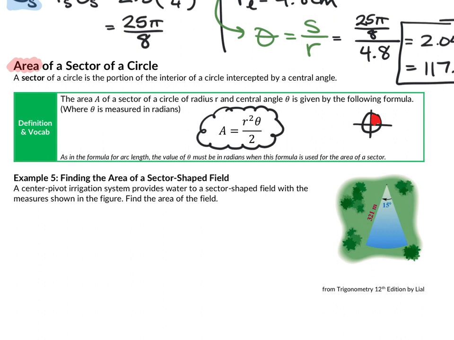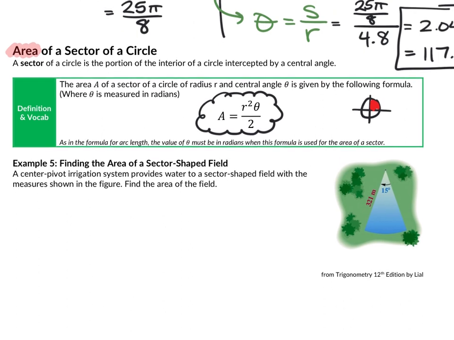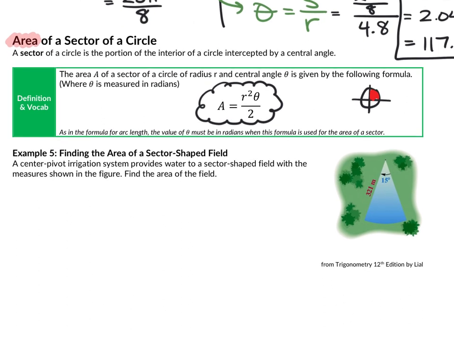So it's squaring the radius, which makes sense to me since area is always two dimensions, so we're squaring the radius. And then it's just theta divided by 2. So an example that uses this formula says a center pivot irrigation system provides water to a sector-shaped field with the measures shown in the figure. Find the area of the field.